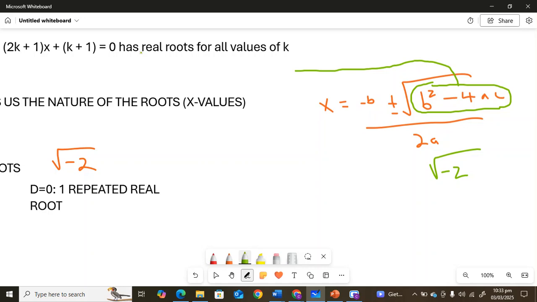Because we want to find if there are real roots for the value of k. You want to see, does k have real roots basically? So this is the formula we're applying here: b squared minus 4ac. This is how we find our discriminant.